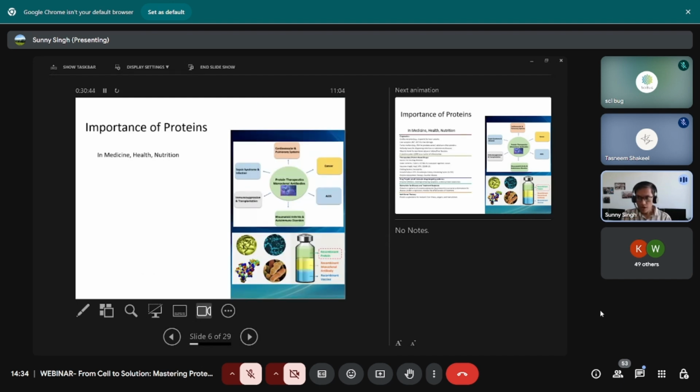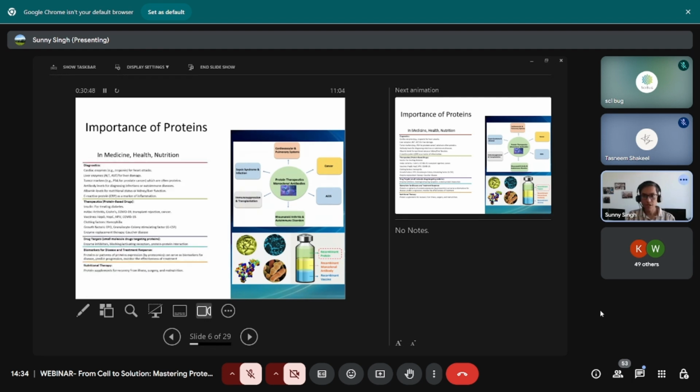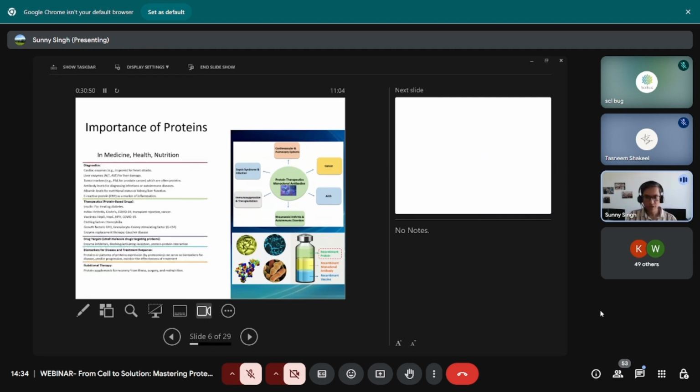So now again, the importance of protein. I just put out some pictures: diagnostics, therapeutics, drug targets, biomarkers, nutritional therapy. So all of these. I was talking about liver enzymes. I was also talking about cardiac enzymes and some antibody levels for diagnosing infections.